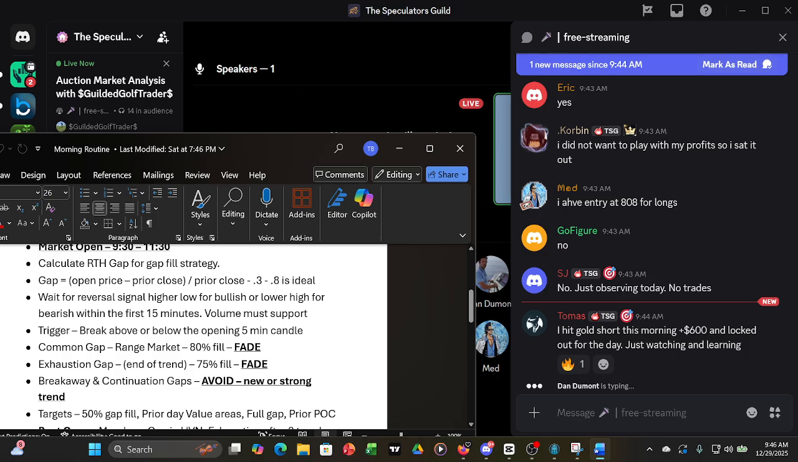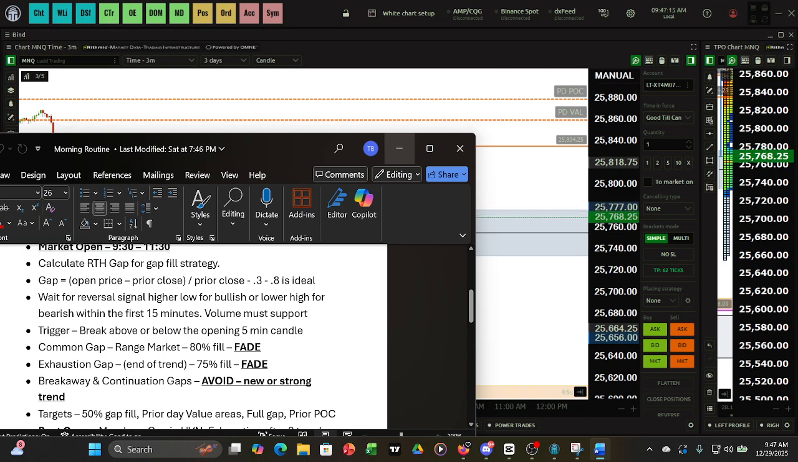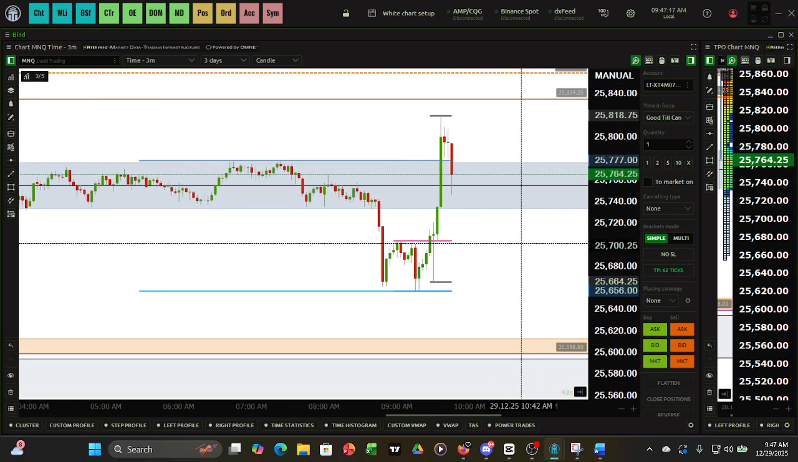And then for that, I'm just waiting for the reversal signal, which we got, which was my short, where I exited out of my short when it didn't go down and take a new low. That was actually your cue to go long on the gap fill. And the trigger is the break above the first 5 minute candle. So I can show you that real quick. That'd be a good one to show you guys here.